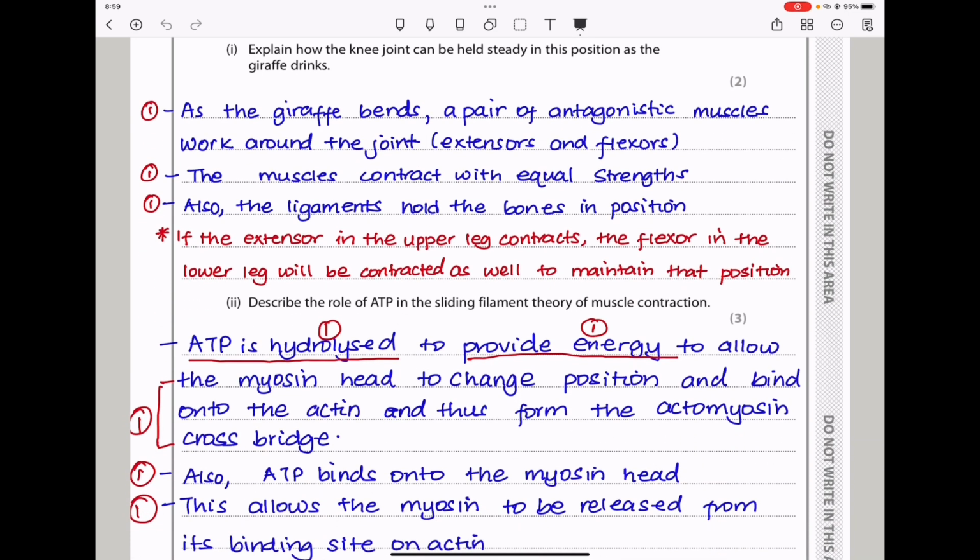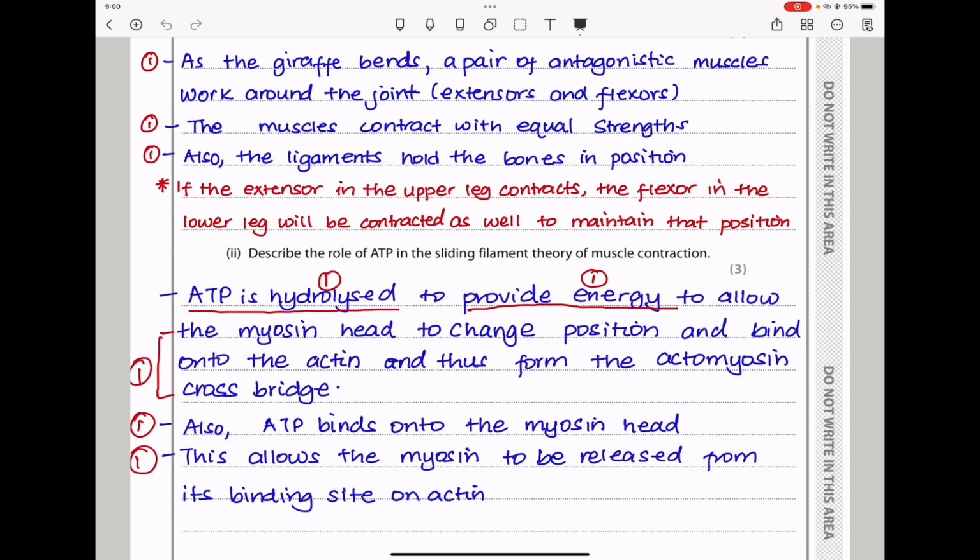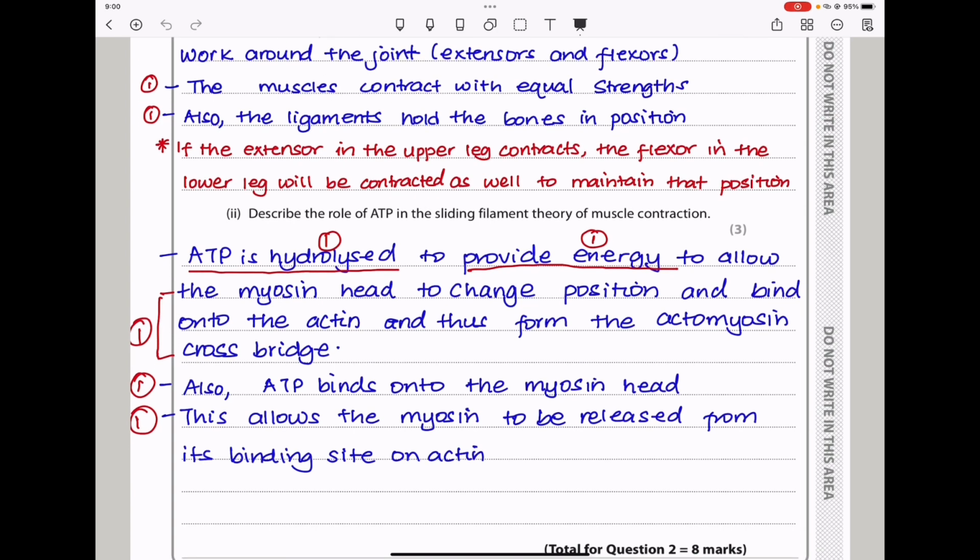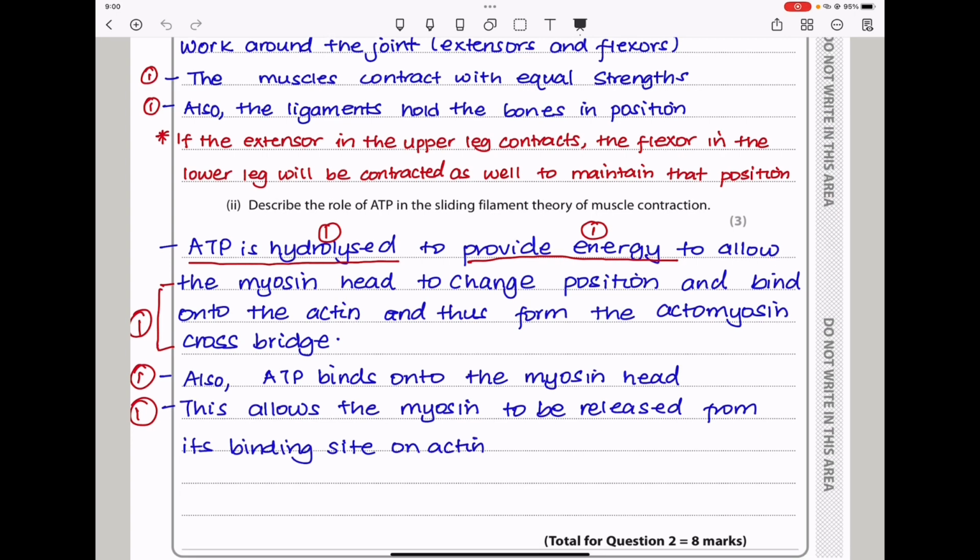Down here, describe the role of ATP in the sliding filament theory of muscle contraction. ATP will be hydrolyzed. Energy will be provided for the myosin head to be moved from one position to the next in order for muscular contraction to occur. So I said ATP is hydrolyzed to provide energy to allow the myosin head to change position and bind onto the actin and thus form the actomyosin bridge. Also, ATP binds onto the myosin head, and this allows the myosin to be released from its binding site on actin.